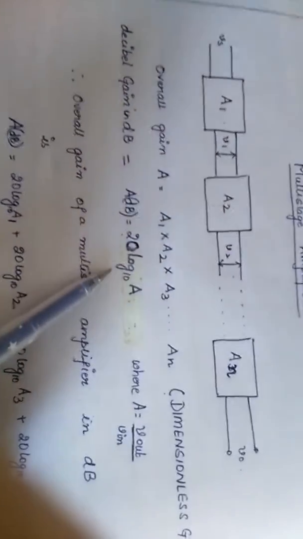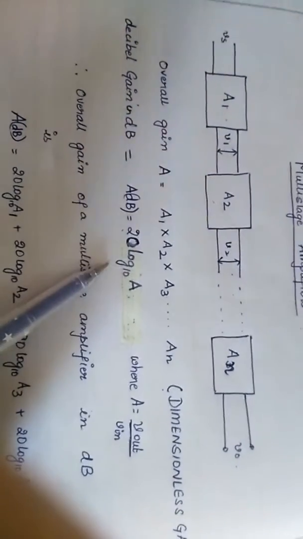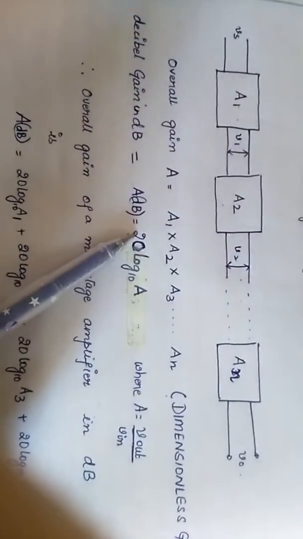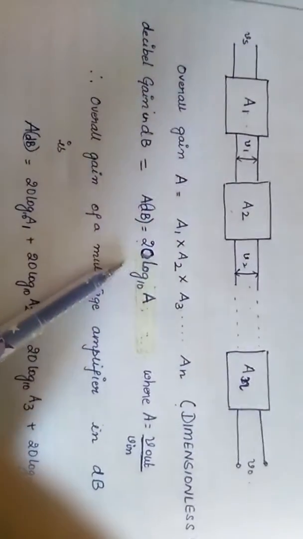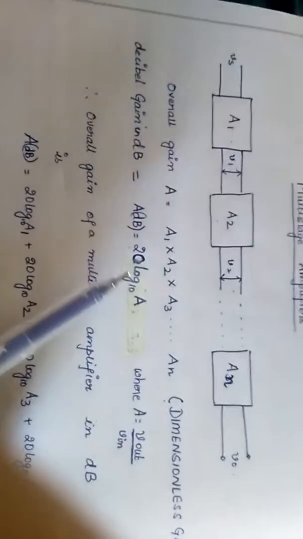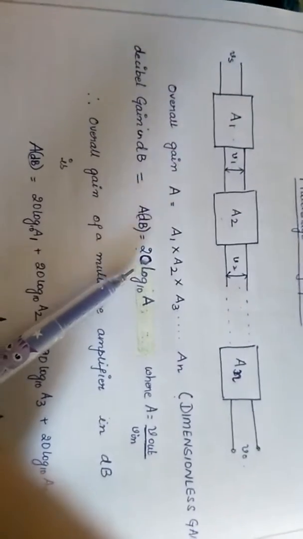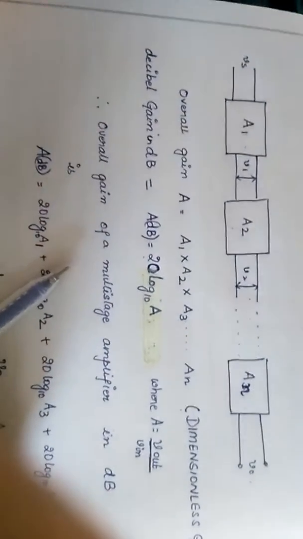So, students, there are two ways of calculating or measuring or knowing about the gain of amplifiers. One is the dimensionless gain, another one is the decibel gain. So, please remember, how do you remember the decibel gain? 20 into log to the base 10 of A. If you remember, you have used this formula while doing your experiment on CE amplifier, isn't it, students?